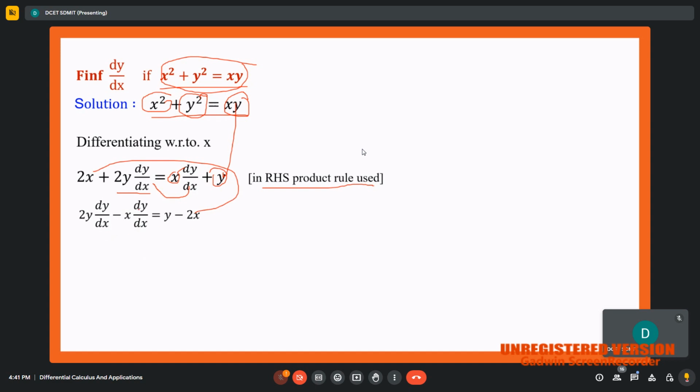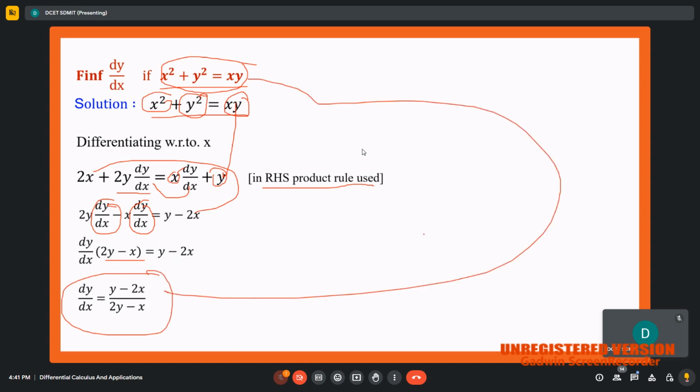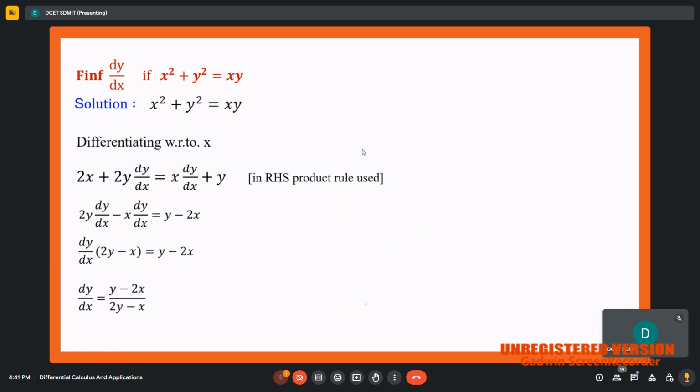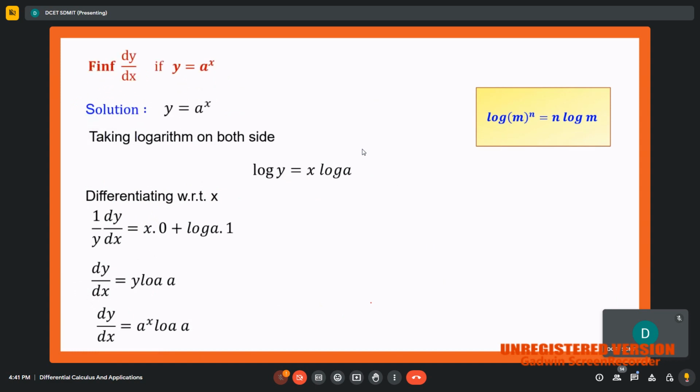Now what are we getting here, from this we are taking dy by dx common. When we take dy by dx common, what's the left term here? 2y minus x is the left term. This is equal to y minus 2x. Therefore, what is the dy by dx here? Dy by dx is equal to y minus 2x divided by 2y minus x is the required dy by dx for the given function x square plus y square equal to xy. This is about the implicit function. Clear? All of you followed the implicit function?